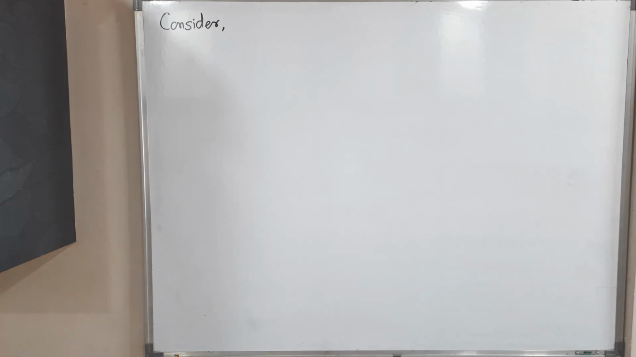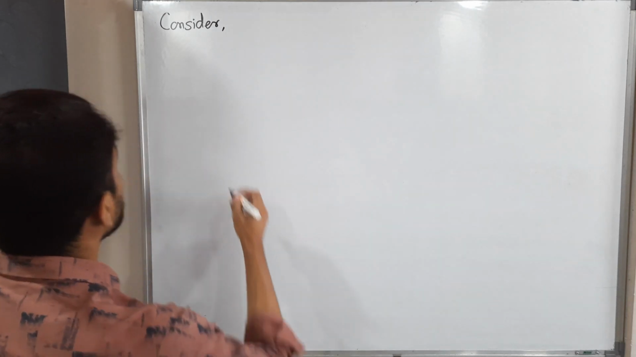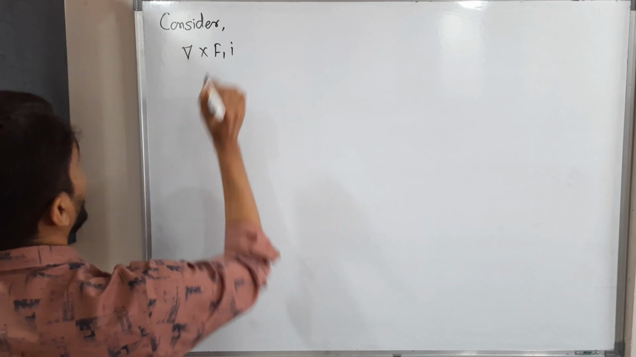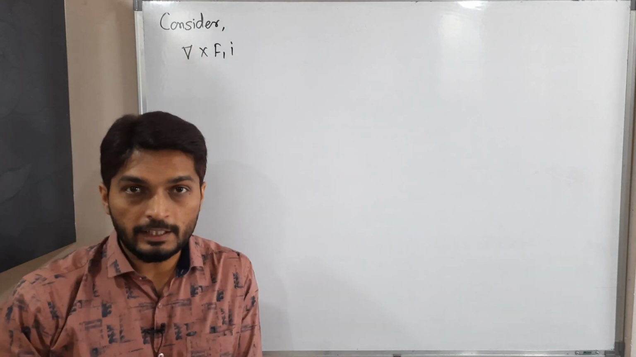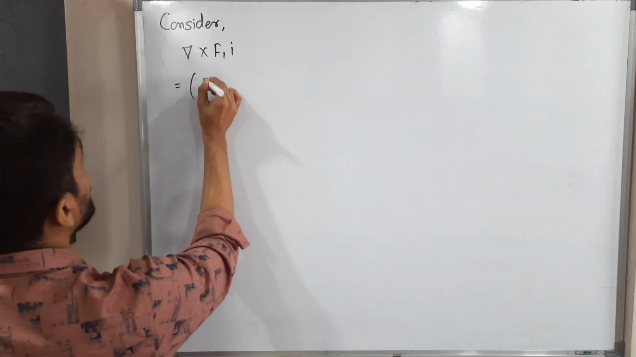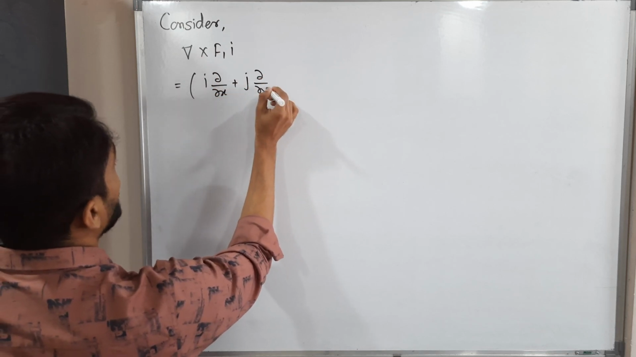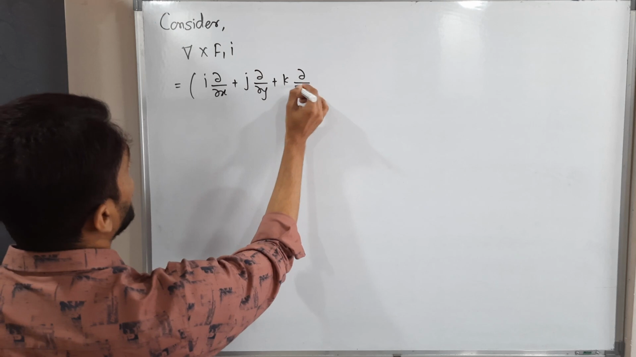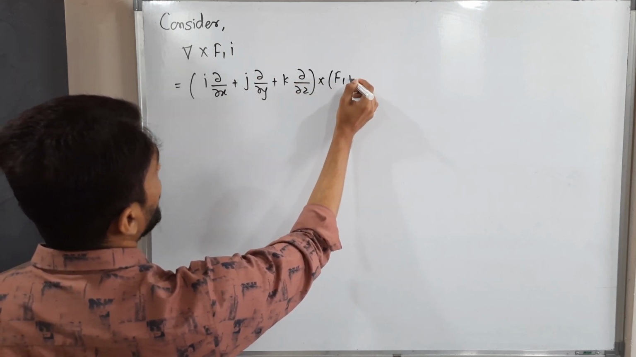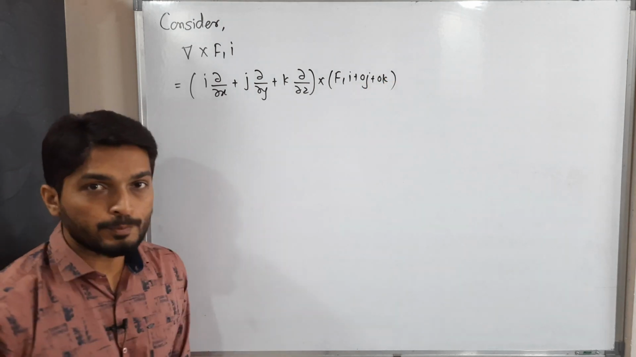So now I am starting to work on the first surface integral. There is one term in the first surface integral, del cross f1 i. Let us start to work on it. You know that del means i del by dx plus j del by dy plus k del by dz. Cross f1 i, that means f1 i plus 0j plus 0k. So we have to find the cross product of these two vectors.